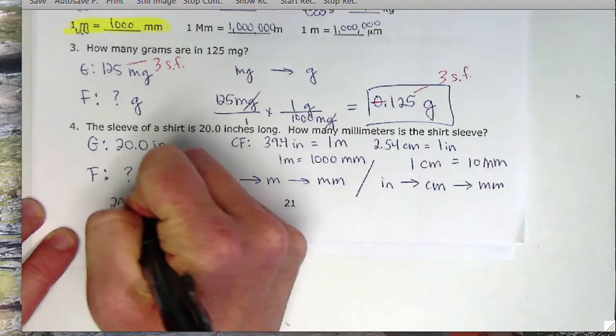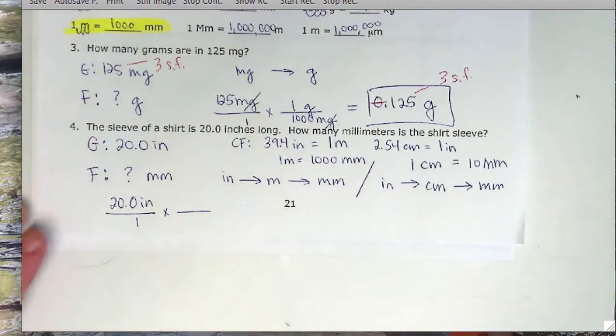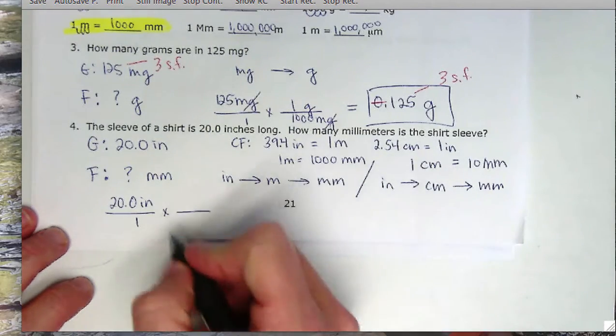Then 20 inches over 1. Now, an easy mistake to make on this problem, and I see this a lot, is that students will just write 20, with no decimal, no point 0. So be careful on that. Make sure you copy down everything exactly as you see it, as it's given. Okay, 20 inches. Then we're going to have our conversion factors.